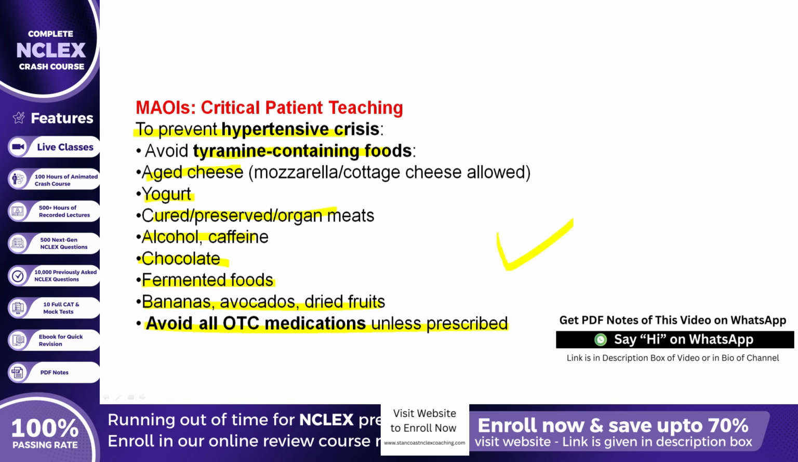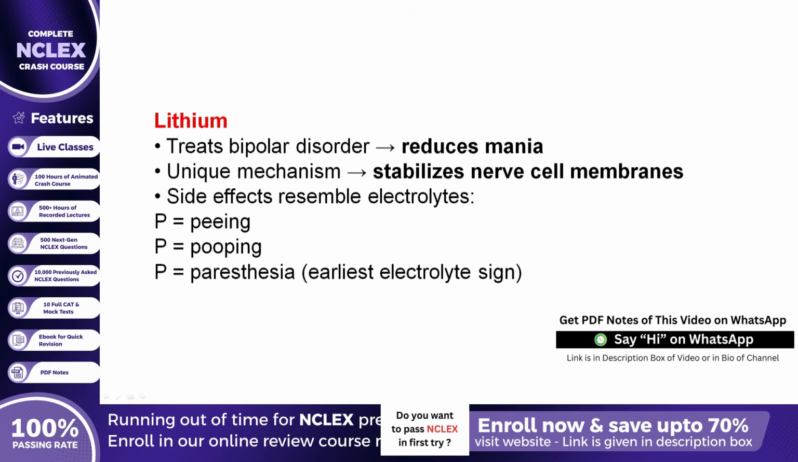Next, let us look at lithium, which is used to treat bipolar disorder and works by reducing mania. Lithium has a unique mechanism because it stabilizes nerve cell membranes. Its side effects resemble electrolyte disturbances and are easy to remember. The first P stands for peeing, the second P stands for pooping, and the third P stands for paresthesia, which is the earliest electrolyte sign.